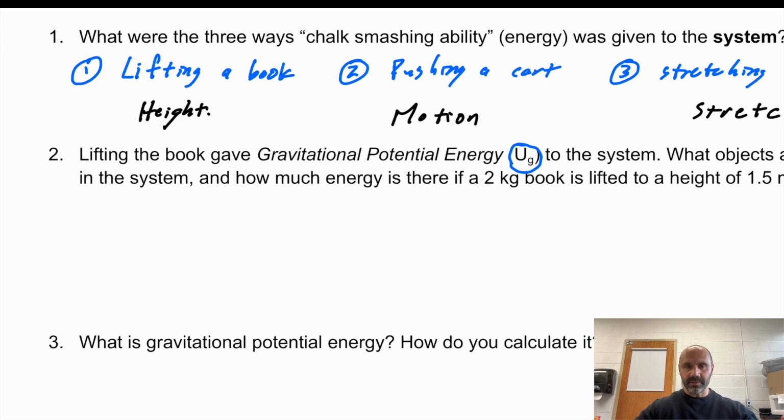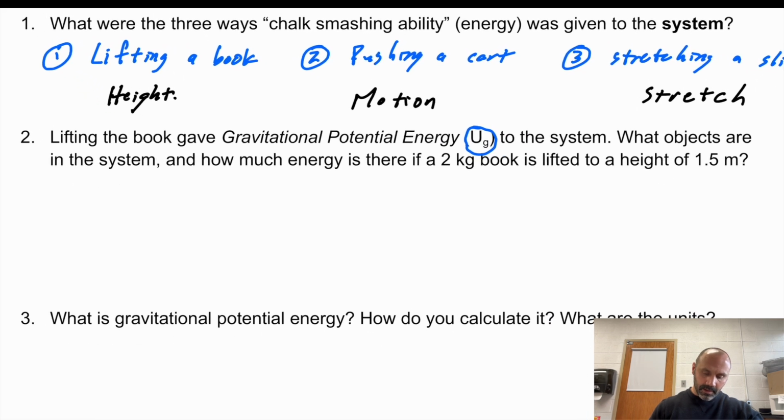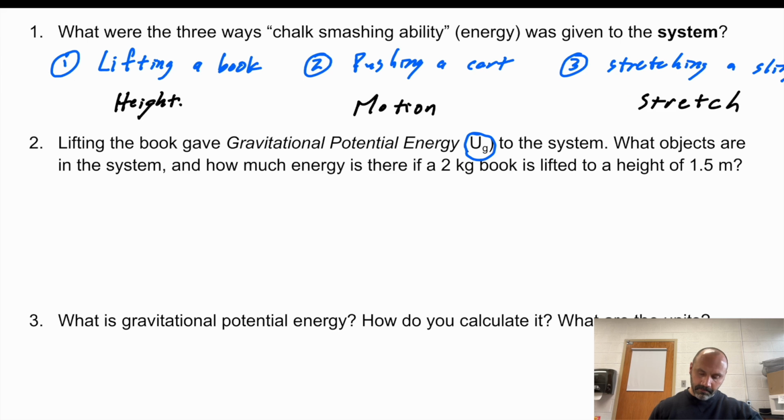We're going to have other kinds of potential energy. So U sub G stands for gravitational potential energy. And it says, what objects are in the system, how much energy is there if a 2 kilogram book is lifted to a height of 1 meter? Okay, so this is important. In order for there to be potential energy because of height, that means the Earth has to be involved. And so when we're talking about gravitational potential energy, our system is the book and Earth. Those are the two things involved.